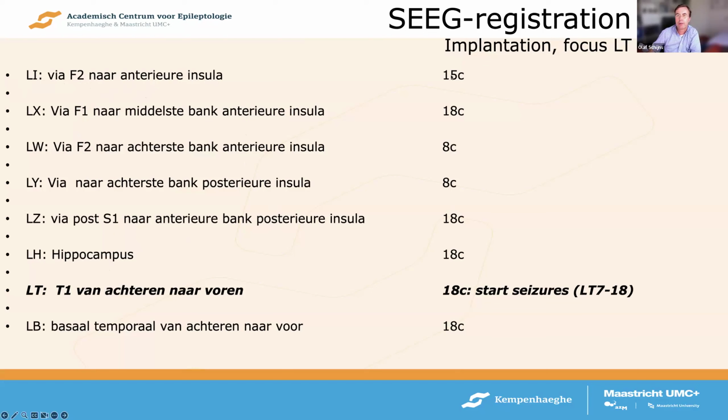Here you see the number of contact points of those depth electrodes. And what we saw during the seizure registration was that all seizures started on this electrode, on LT. This was an electrode I show you on the next slide in T1, coming from dorsally to more ventrally. And especially those contact points, 7 to 18, were thought to be the seizure onset.